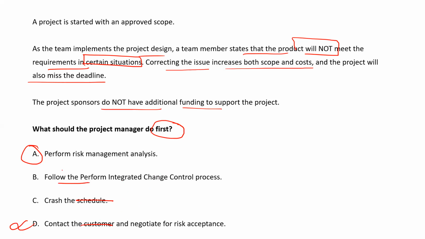Follow the change control before applying the change. You have to check the impact analysis. So yes, A was the correct answer, which the majority of you have already given. Let's go to the next option.